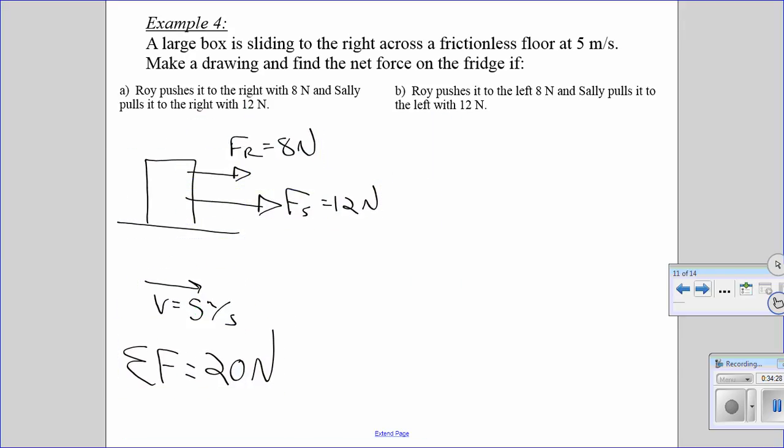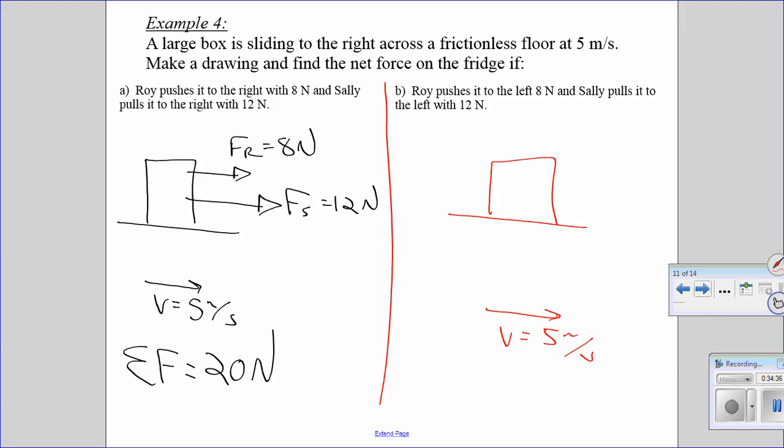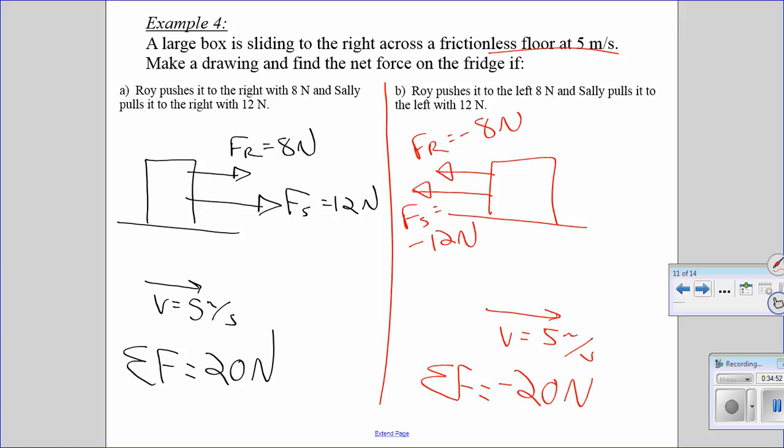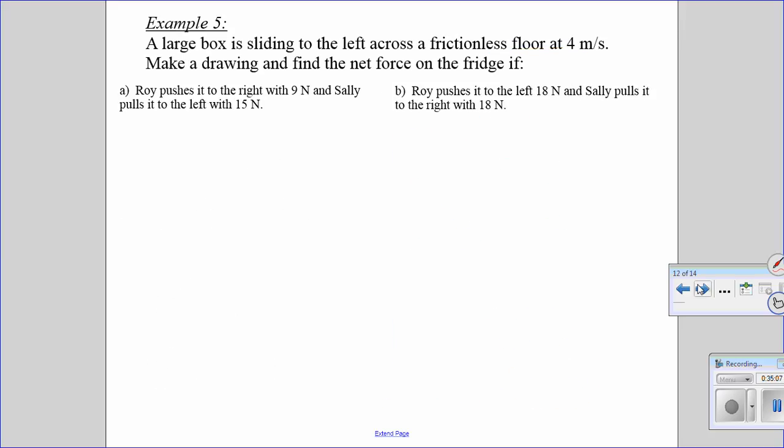Example B is the same thing, except now Roy and Sally are pushing and pulling to the left. So my box is sliding to the right at 5 meters a second. But now my force of Roy is -8 newtons. My force of Sally is -12 newtons. So now my net force is -8 plus -12, which gives -20 newtons. So we're totally going to have negative forces. Cool? Any problems? Easy peasy.